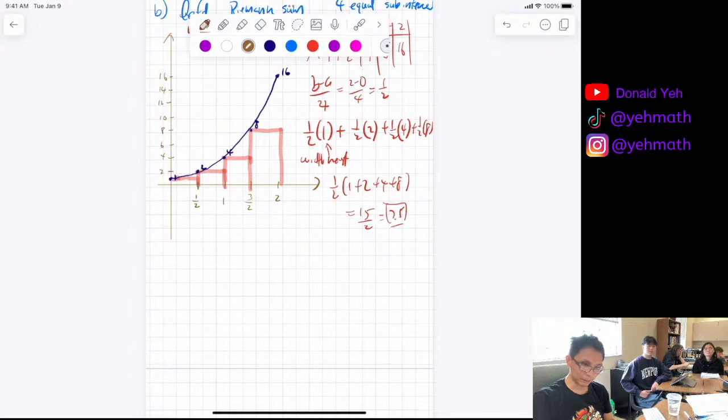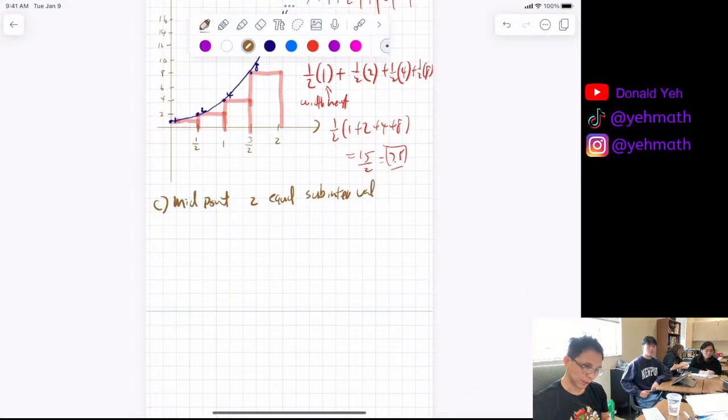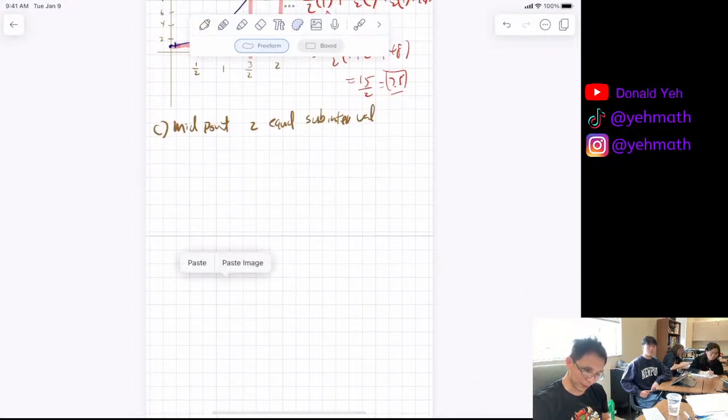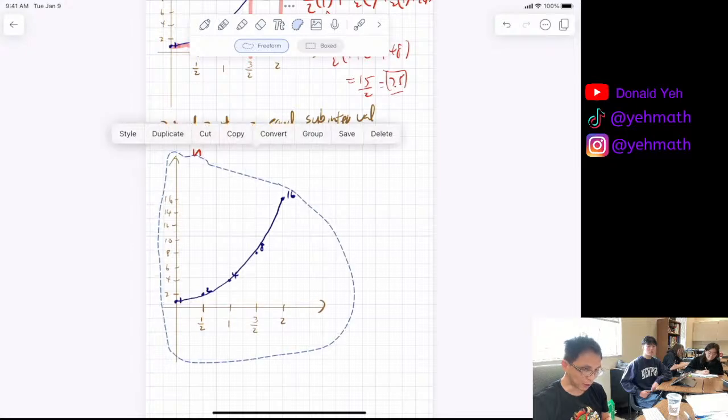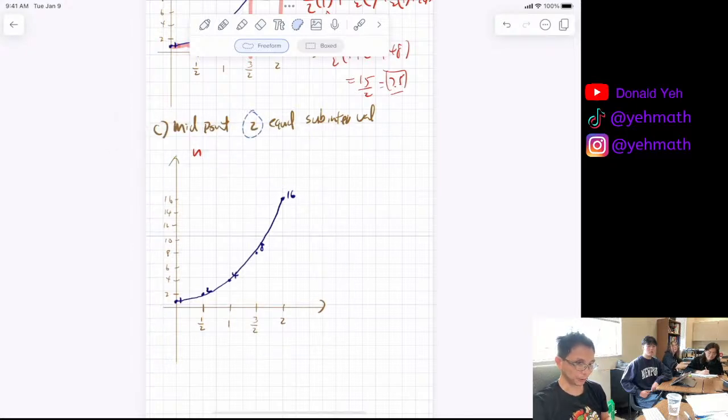Okay, let's do part C. I'm not going to use right or left. Besides right or left, what else can I use? Midpoint, good. So it's a midpoint. But with midpoint, I cannot use 4 because I don't have 4 midpoints. So for the midpoint, I'm going to use 2 equal subintervals. I'm going to paste this, and I'm going to use the midpoint. And I only have 2, right?